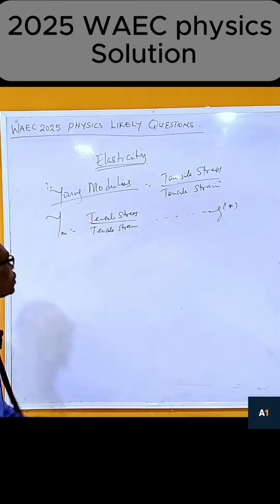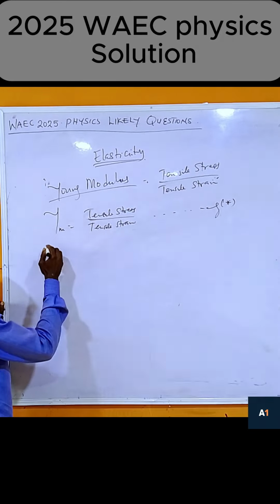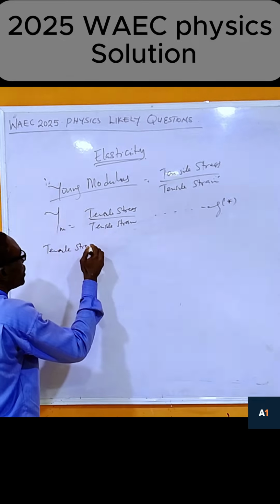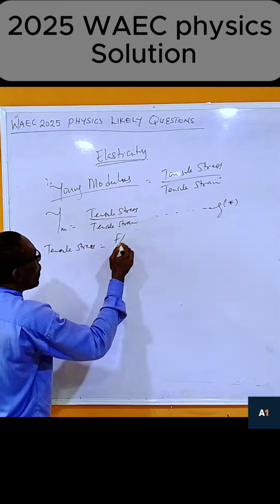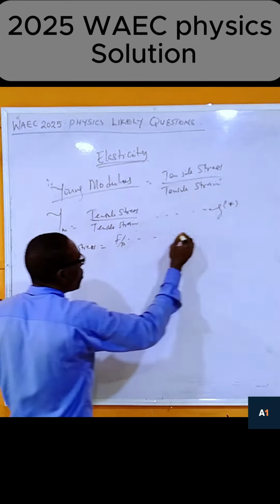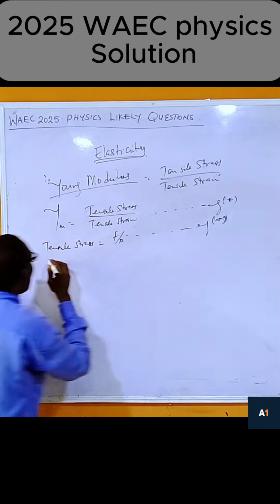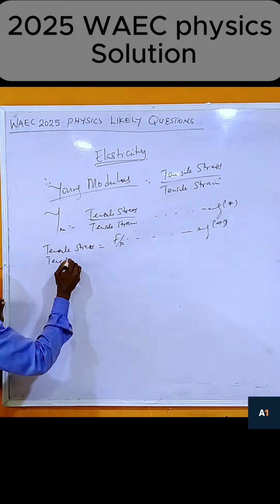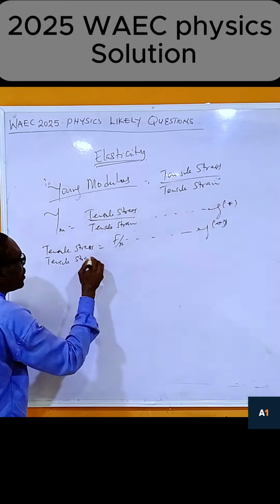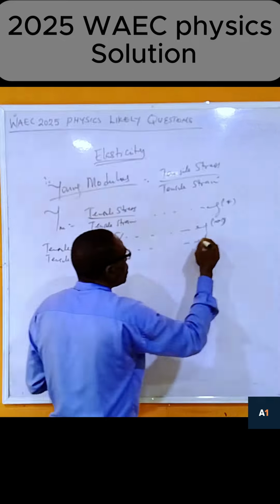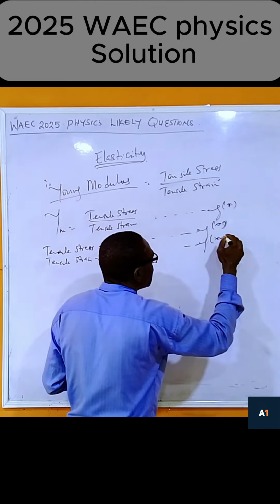They didn't give you direct. So you remember that I said the tensile stress is equal to force over area. Call this one equation star. And the tensile strain is equal to extension over original length. Call this one equation double star.